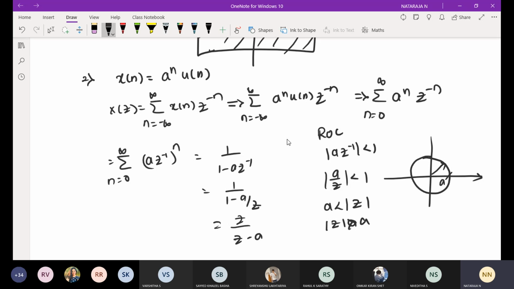This is a point A, up to infinity. After A, since 3 is replaced by A, this is my ROC. This is your real axis of Z, and this is your imaginary axis of Z. Any doubts? No, sir.